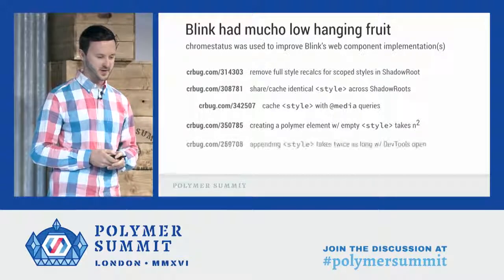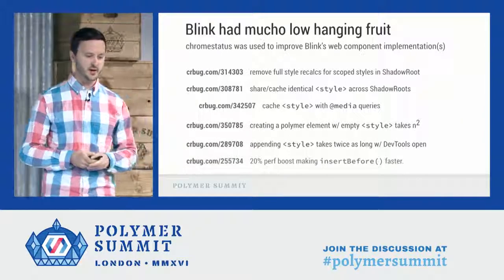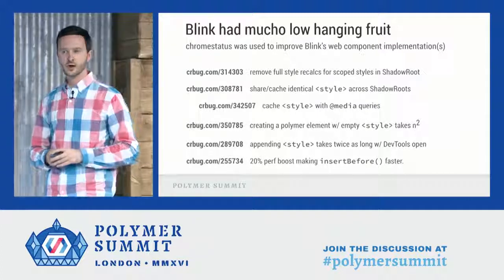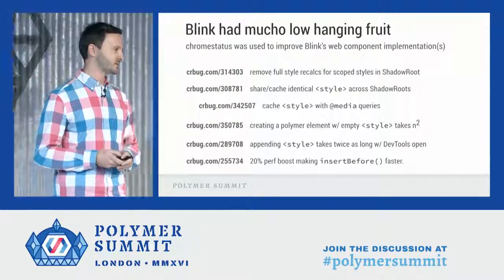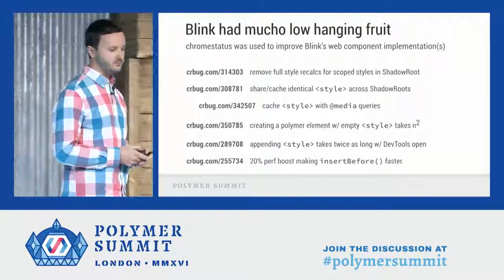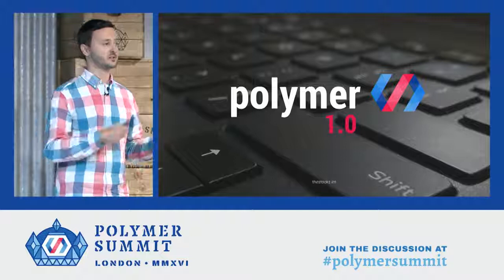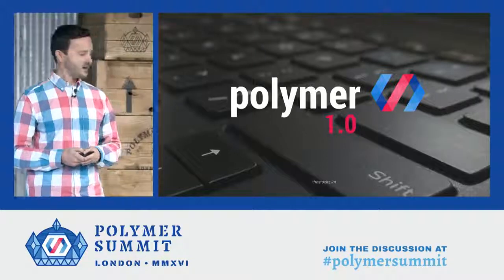So the Blink engineers made that better. And there's some other good ones on here. Insert before, right? A really common DOM API that was identified as kind of slow. We made it 20% faster as part of this investigation. So Blink got faster, Chrome got faster because web components got faster.